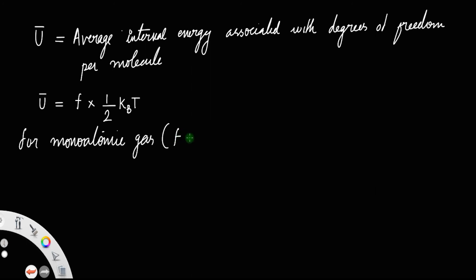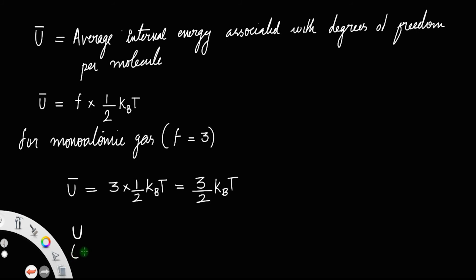For monoatomic gas, it has 3 degrees of freedom. So, U bar will be 3 into 1 by 2 kBT, or let's say 3 by 2 kB into T. Now let's represent U as the internal energy associated with a mole of gas. So average internal energy associated with a mole, let's represent that as U. And U will be U bar into Avogadro number. Clear? Because this is for a molecule. So in order to get a mole, you have to multiply that with Avogadro number.